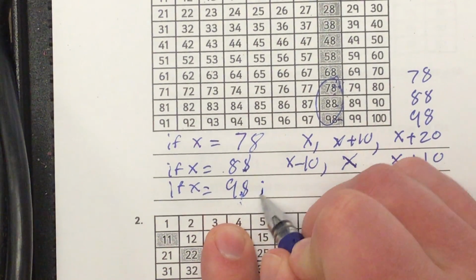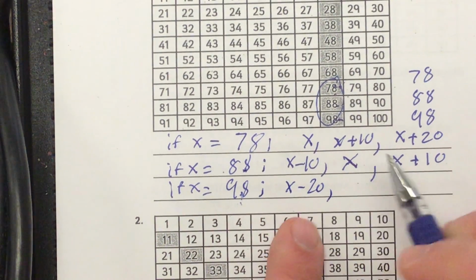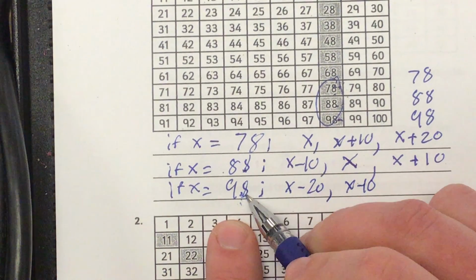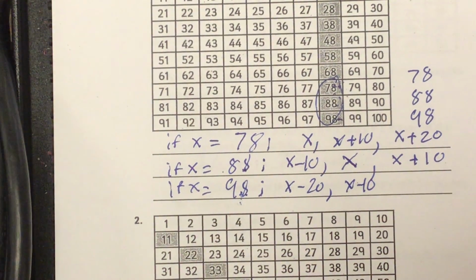So if x is 98, how do we get to 78? X minus 20. All right, and to get to 88, X minus 10. So if x is 98, to get to 88, we have to minus 10. And then it's X.